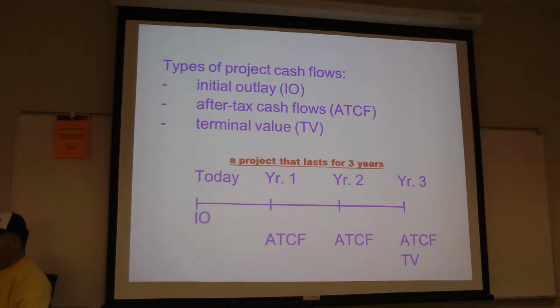The initial outlay, let's assume that we have a project that will last for 3 years. The initial outlay will occur today. Year 1, year 2, year 3, these are the after-tax cash flows that are generated by the project. And finally, in year 3, this is the terminal value. These are cash flows that occur when the project is completed.